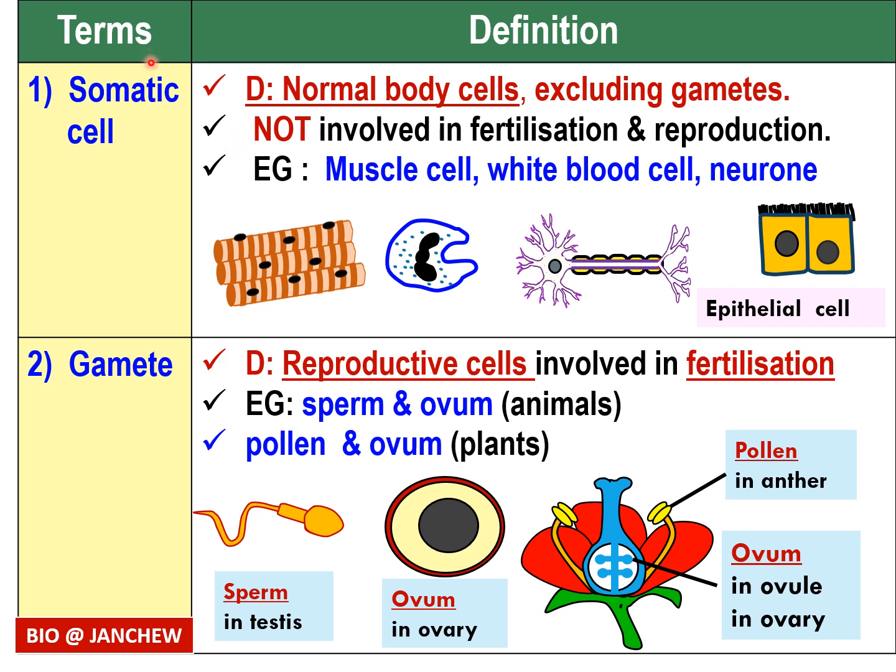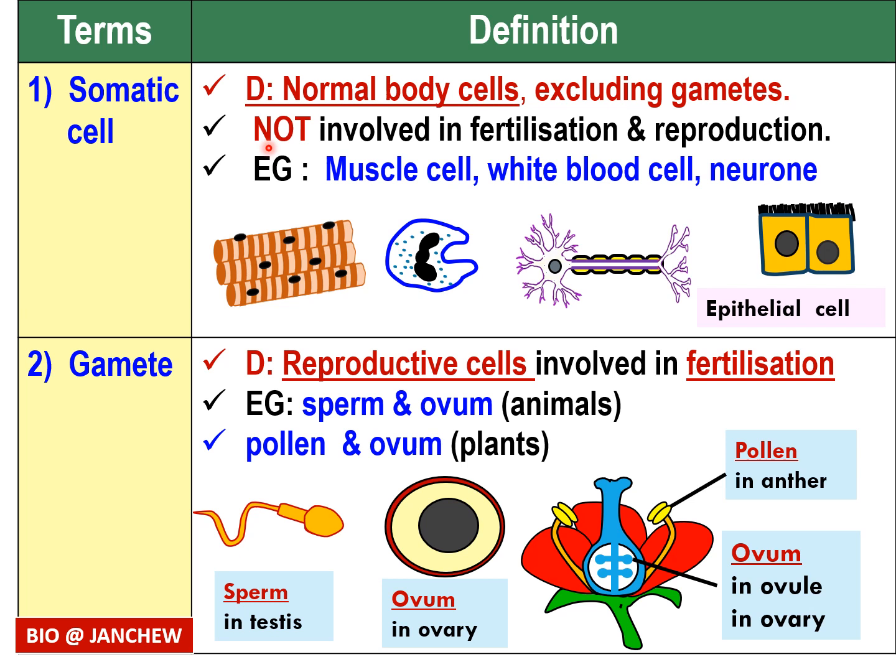So let's look at the first term, somatic cell. The word somatic comes from the word soma, meaning body, okay? So these are normal body cells found in the body, but excluding or apart from gametes. Kecuali gamete, excluding. That means they don't include the gametes. So the other type of cell are the gametes, apart from somatic cells. Now, so somatic cells are normal body cells, excluding gametes.